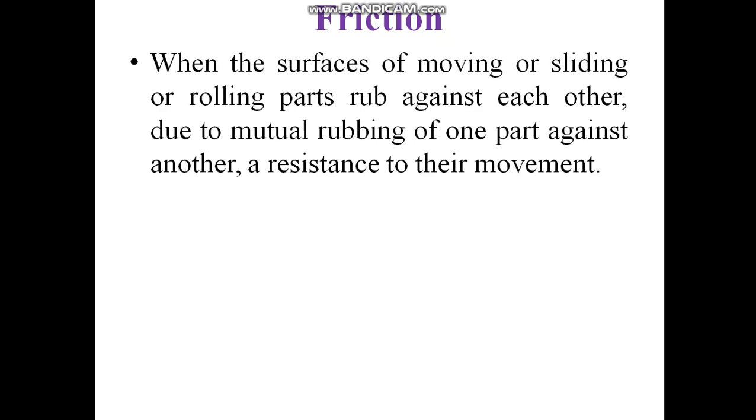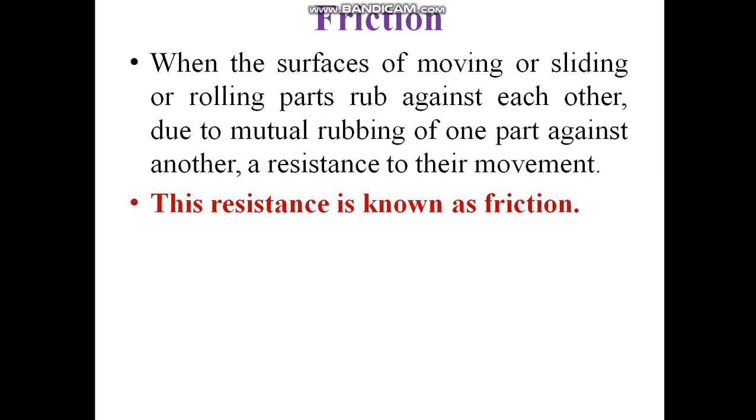In terms of chemistry, we say that when the surfaces of the moving, sliding or rolling parts rub against each other, due to that rubbing of one part against another, there is a resistance to their movement. A resistance means which holds it. That resistance is known as friction.